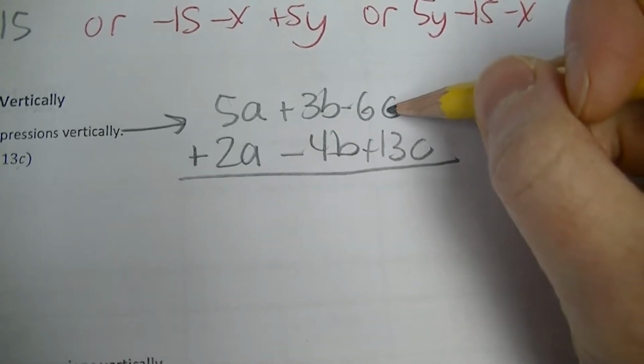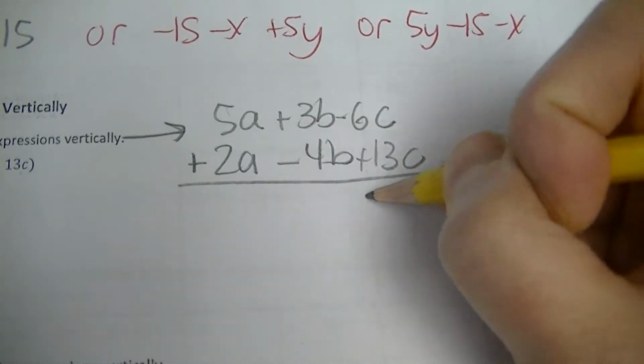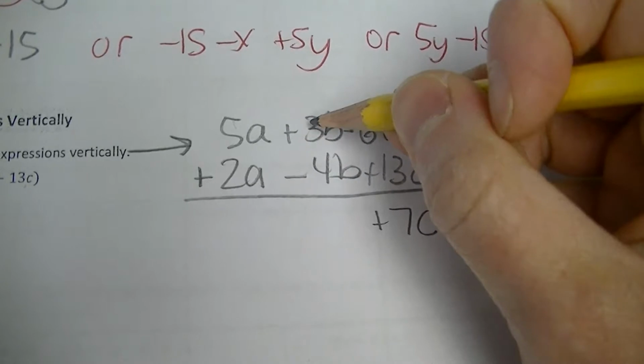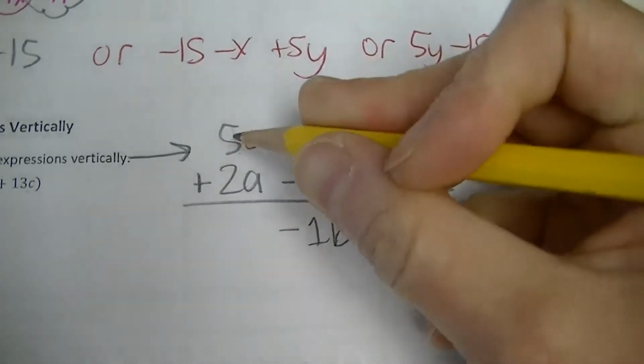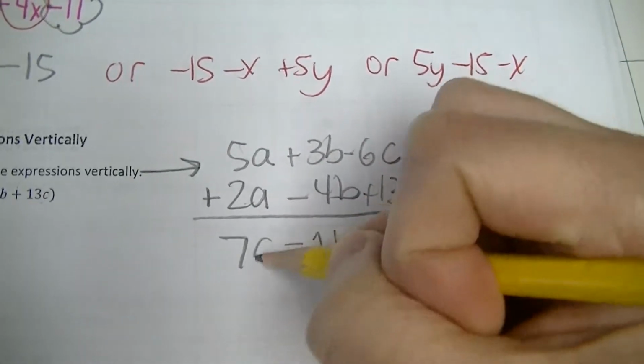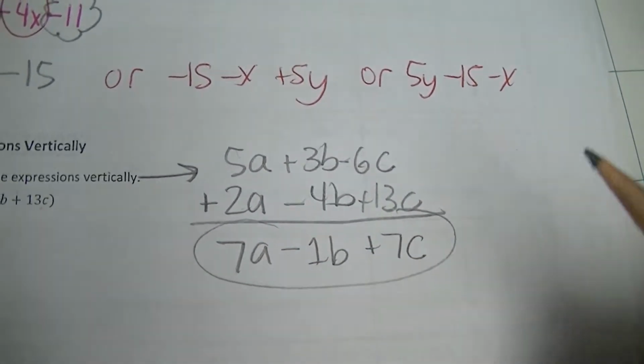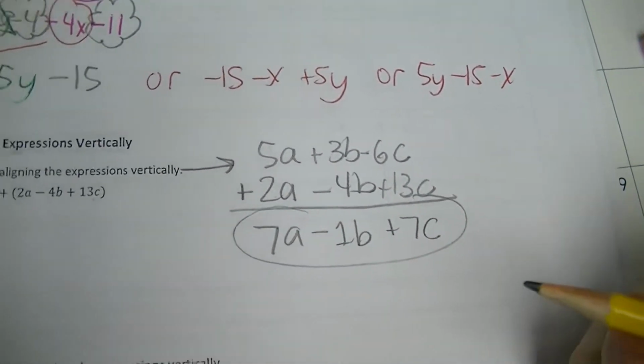So negative 6 plus 13c is a positive 7c. 3b minus 4b is a negative 1b. 5a plus 2a is 7a. Okay, so that's one way to do it.